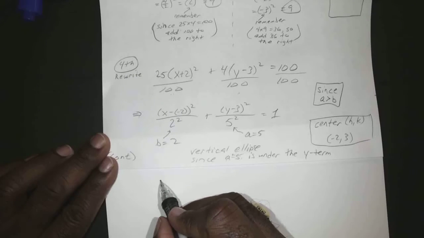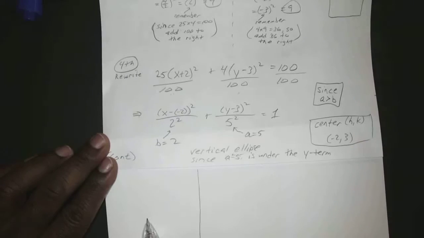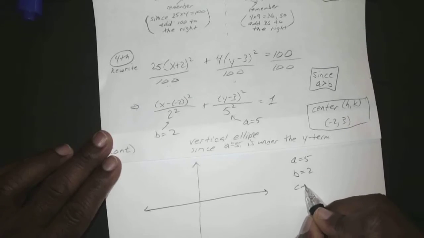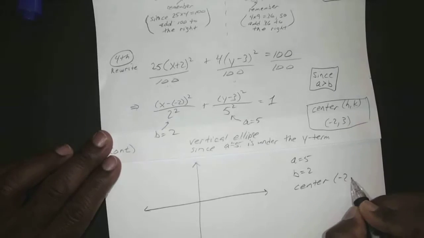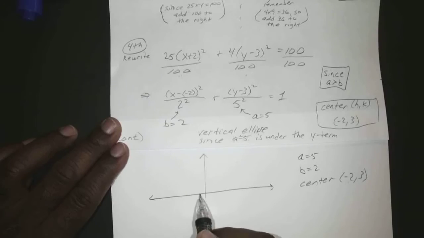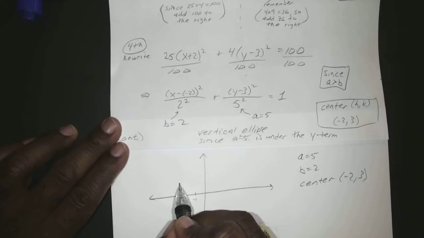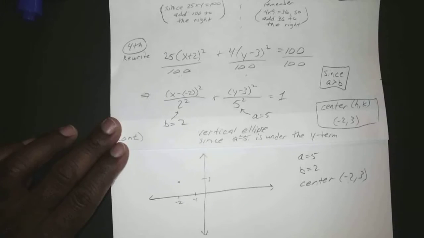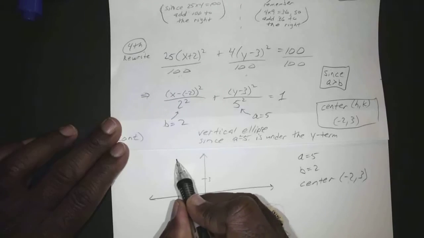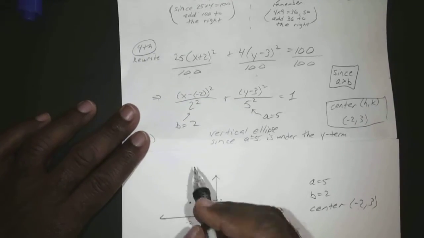Okay, so we know that's a vertical ellipse, so we can go ahead and make that graph. We have A equal to 5, B equal to 2, and the center is at negative 2, 3. If our center is at negative 2, 3, let's go negative 2, negative 1, negative 2, and let's say this is 3. Our A is going to go up 5, so you're going to go for 5. Move that up a little bit.